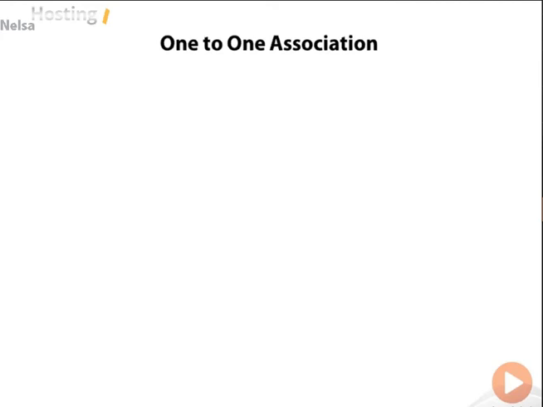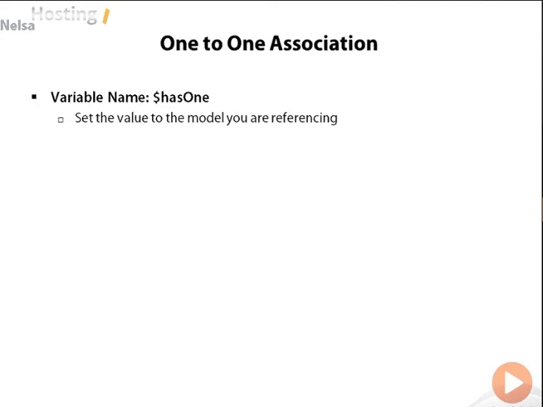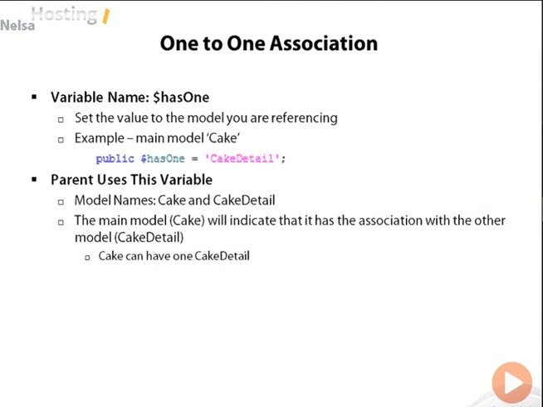For the one-to-one association, we will use the variable name has1. We will set the value of our variable to the model that we are going to reference. So for example, if we were in a cake model, we would type public has1 and then equal to the model that we are referencing. And in this case, we want to reference the cake detail model. For more clarification, the current model that we're in would be considered the parent model, and the parent will use this variable. So we have 2 models, cake and cake detail.